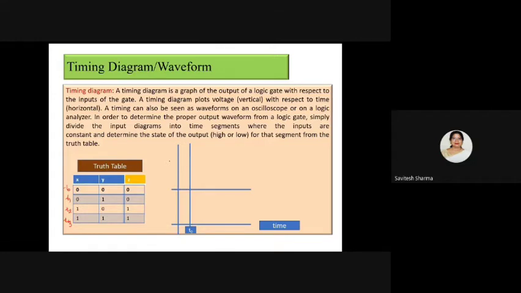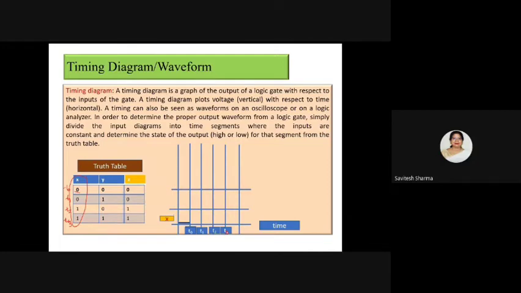First I will plot the timing diagram for x. This is my T0. First I am plotting the timing waveform for x. In my truth table, at T0 your x is 0. So I will use the lower level as 0 volt.